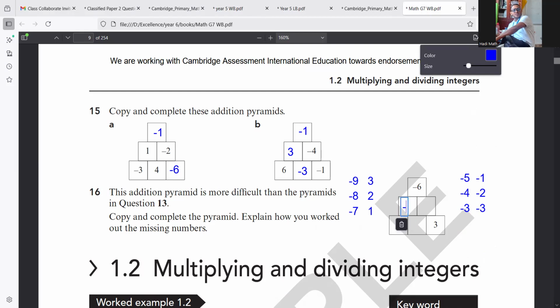If you choose this one, -2, this should be -7. This should be -7, because -7 and 5 give you -2. And -7 and 3 give us -4. Now this one is great. You can use it.